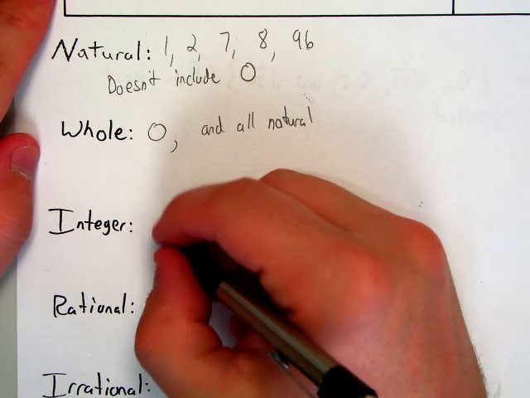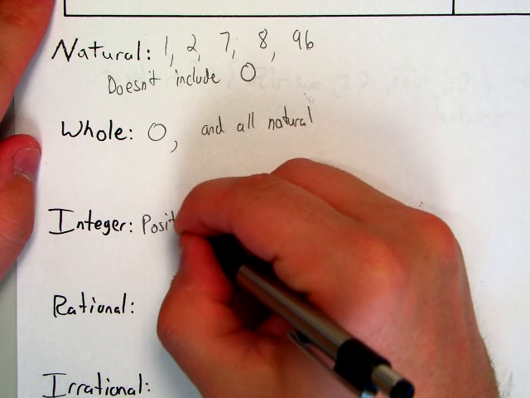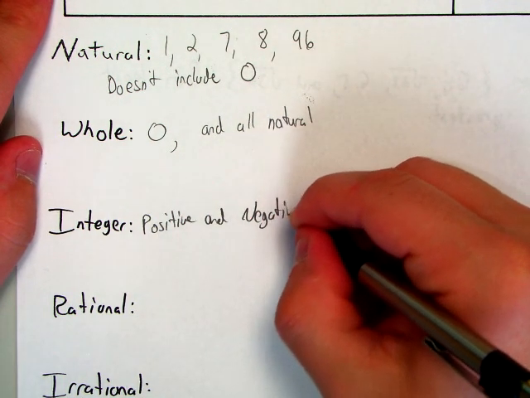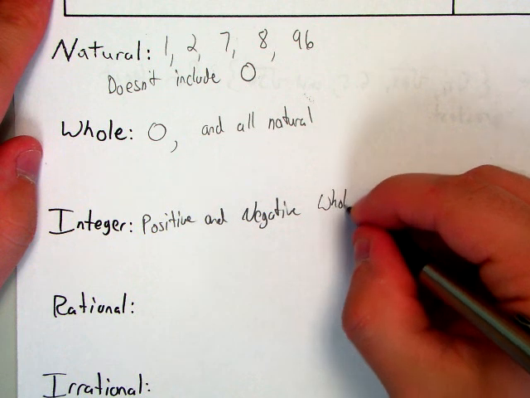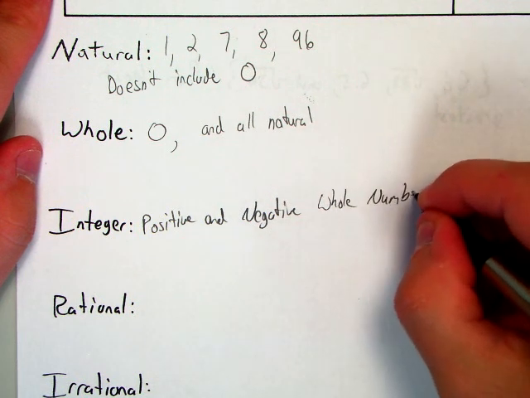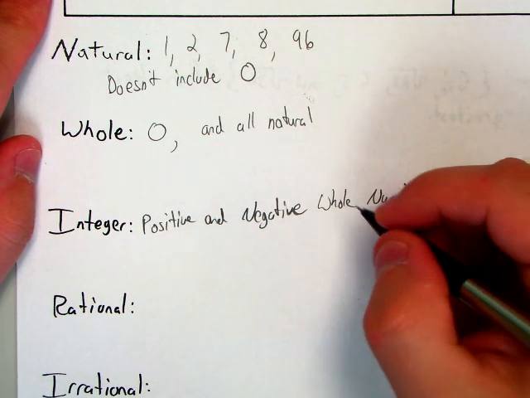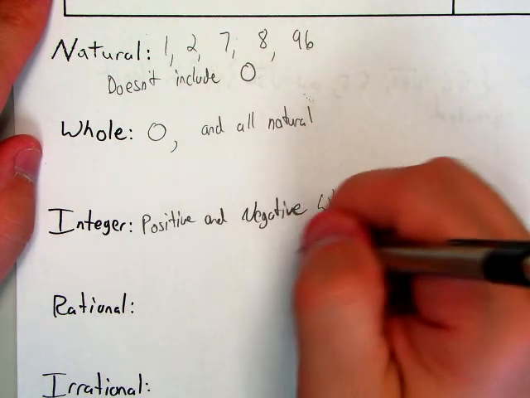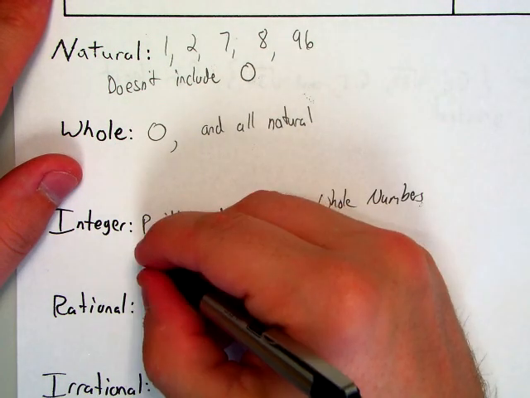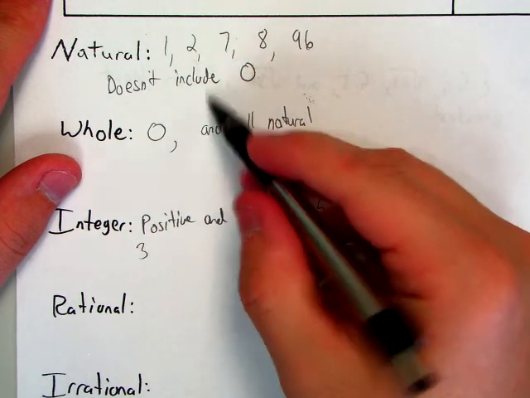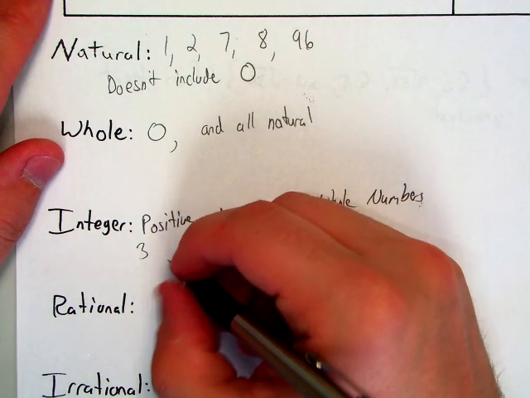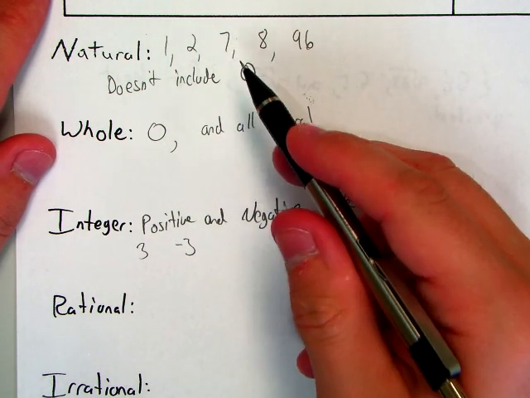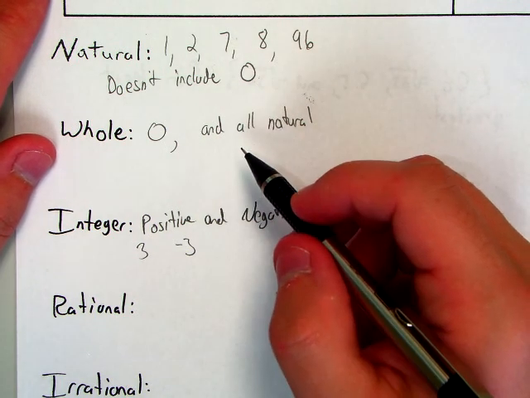Now, integers, these are positive and negative whole numbers. So, all of the whole numbers and then all of their opposites. So, 3 is a whole number and a natural number and an integer. But negative 3 is just an integer, because natural numbers and whole numbers are always going to be positive.